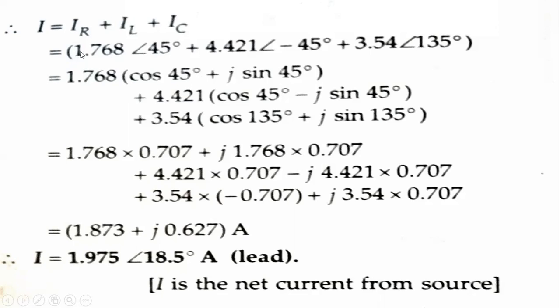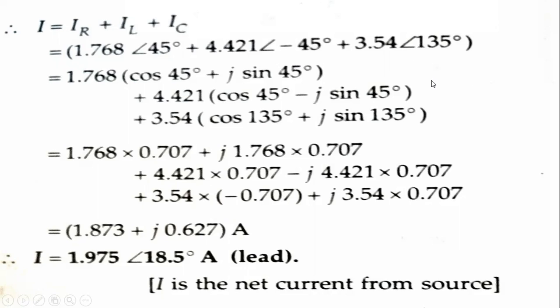So 1.768 will be outside, and cos theta is cos of 45 degrees plus j sin of 45 degrees for the first case, that is the IR. Similarly, the magnitude will be 4.421 outside. In the bracket again cos theta minus j sin theta. Why this minus? Just because of this angle, the sign is minus. The angle is 45 here, and 45 here too.